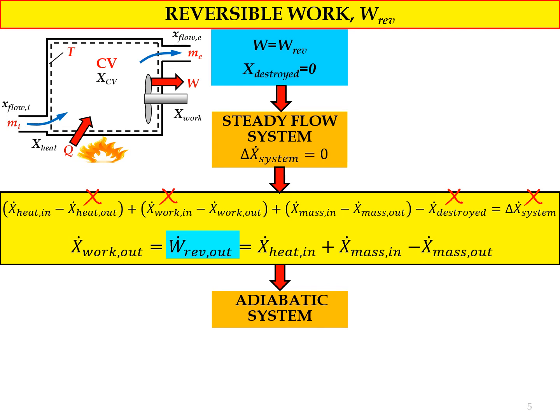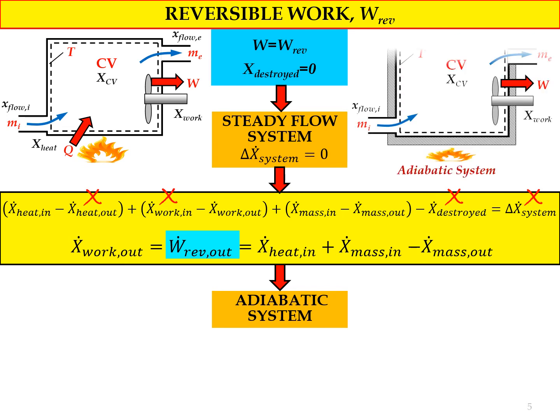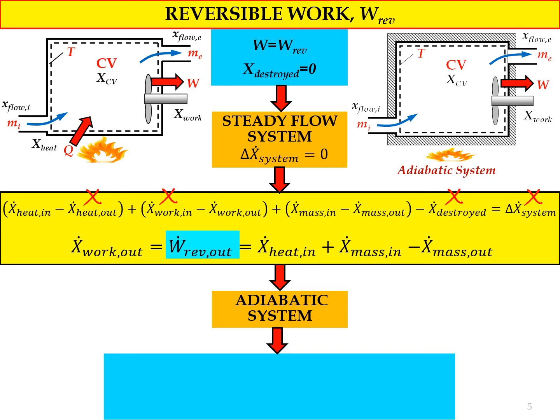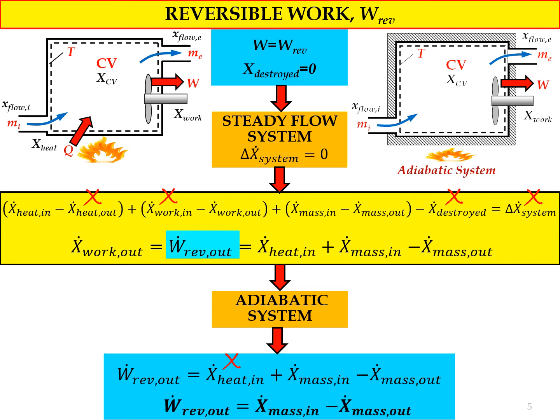And then we look into the adiabatic system. For the case of adiabatic system, we completely insulate the system, so there is no heat in and out of the system for this case. So looking back into the work reversible out, which is equal to X dot heat in plus X dot mass in minus X dot mass out. For the adiabatic system, the heat will be equal to 0 and the work reversible out will be equal to the exergy from the mass flow rate in minus exergy from the mass flow rate out.